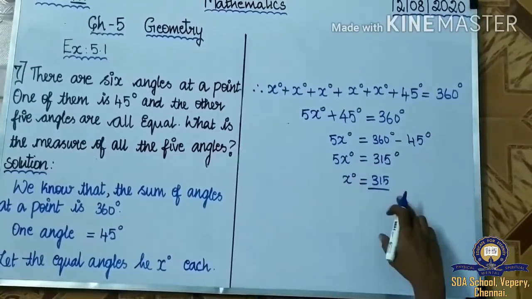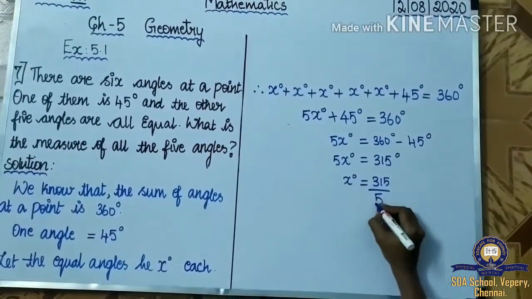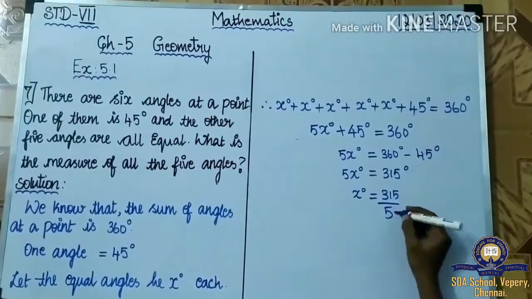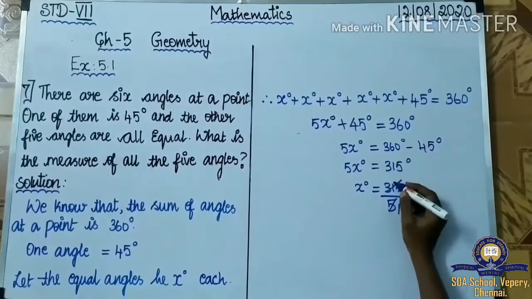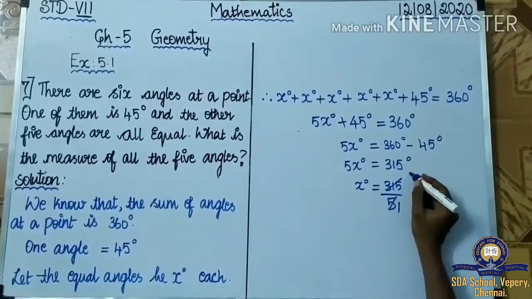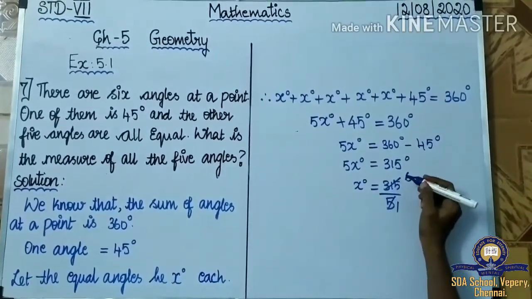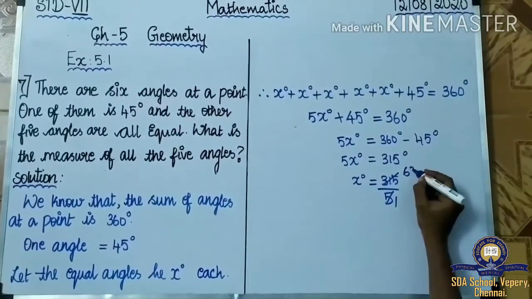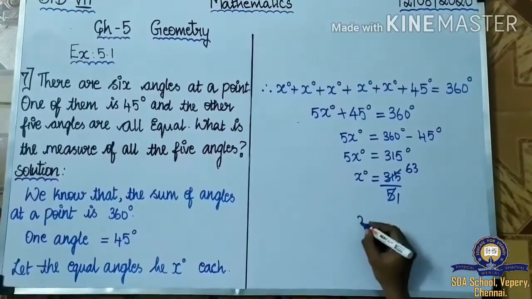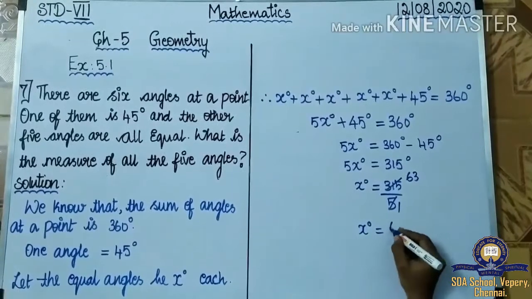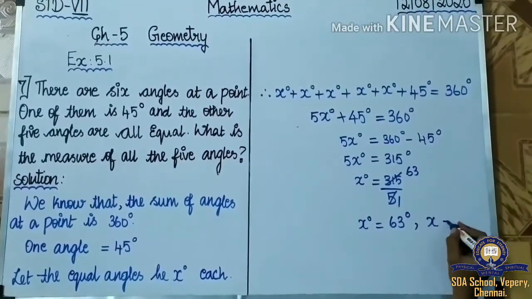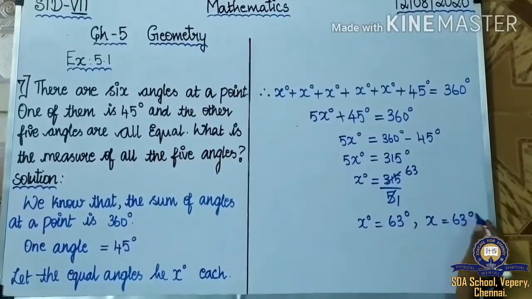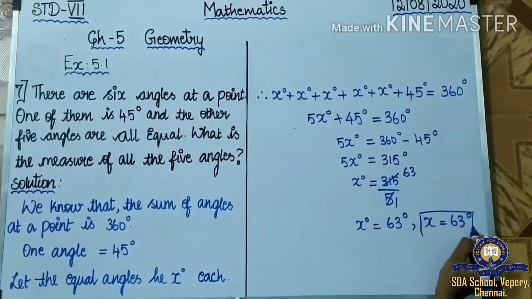This 5 moves to the right side and becomes division. So divide by 5. Now we are going to cancel. So 5 ones are 5, 5 sixes are 30, right? So 6 balance 1, 5 threes are 15. So 3. So x degree equal to 63 degree, which is nothing but x equal to 63 degree. Are you clear, students?